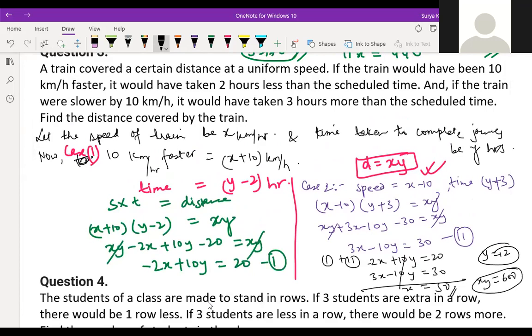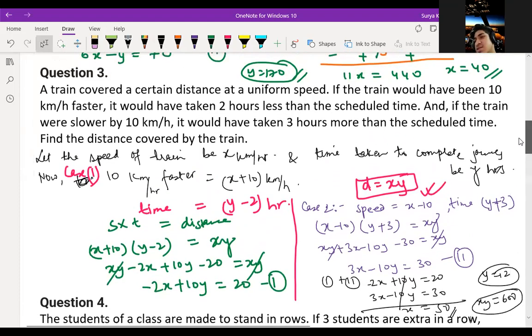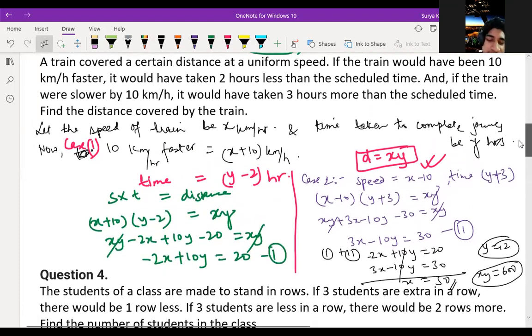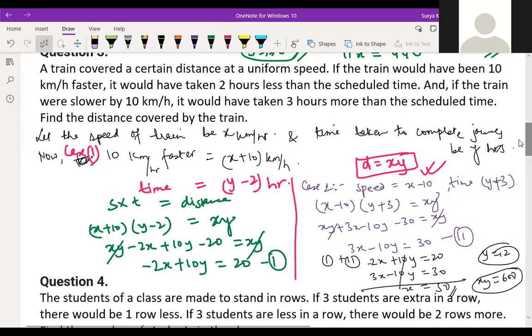Is it clear, children, to everyone? Yes, sir. This is taking a long time. These types of questions, word problems, take a lot of time to solve, sir. But this will come for 5 marks, children, in the board exams.